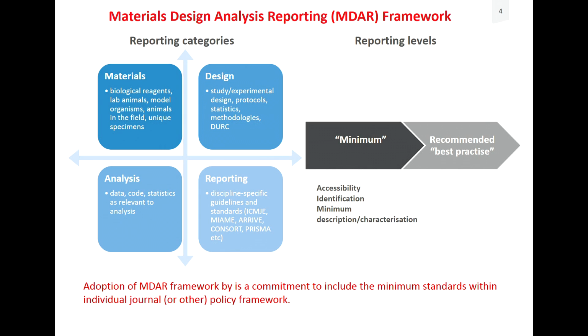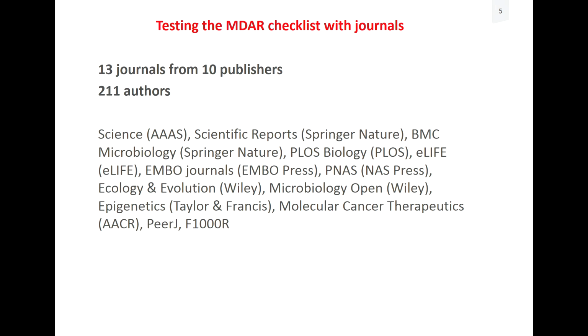So over the summer, we've had 13 journals from 10 publishers test the MDAR checklist with 211 authors. And as you can see, this is a very diverse group of journals, going from multidisciplinary, highly selective journals to very large, high-volume journals to selective specialist journals. We also have a platform in the mix.